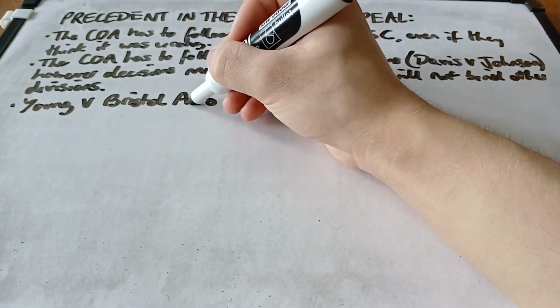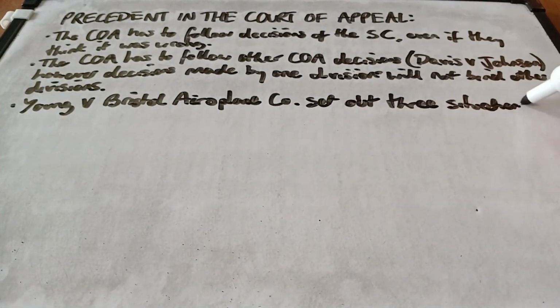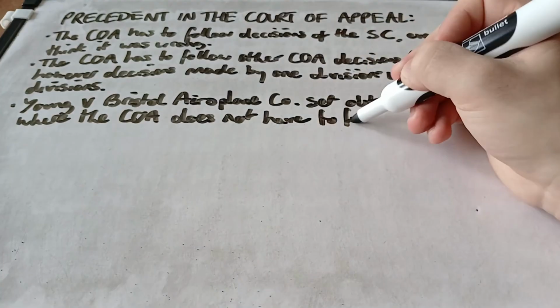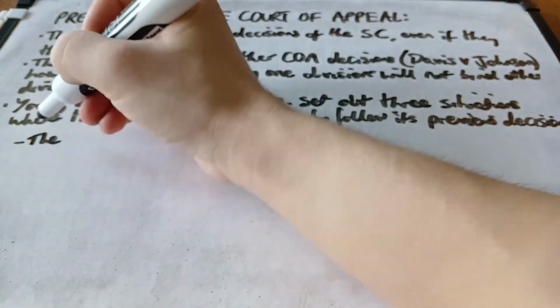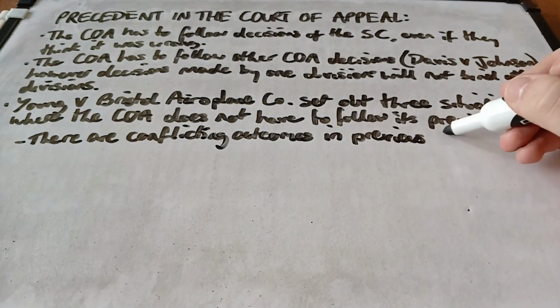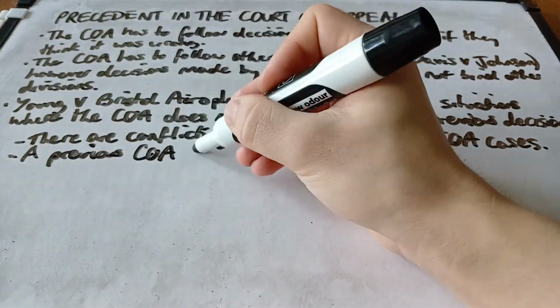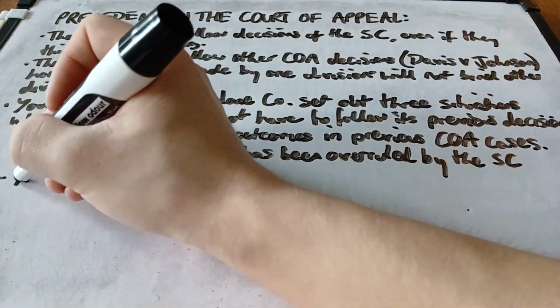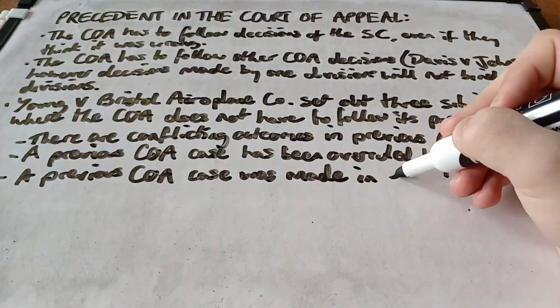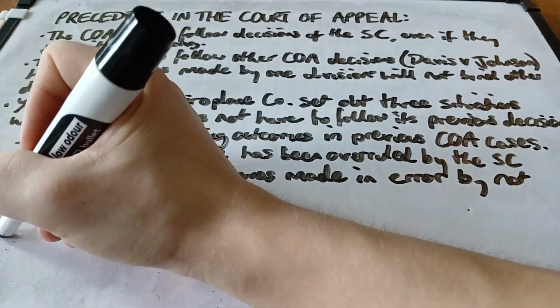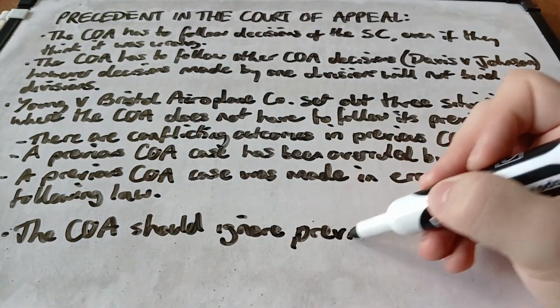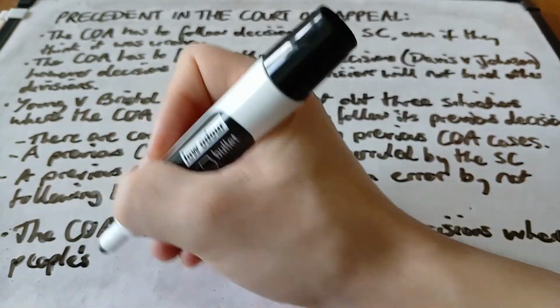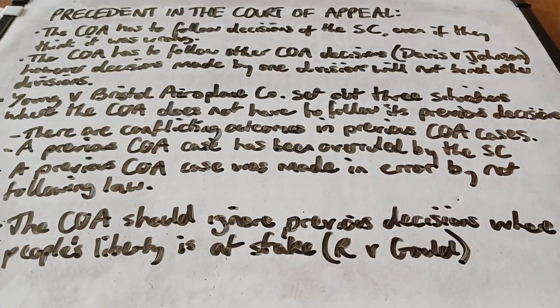Young versus Bristol Aeroplane Company set out 3 situations where the Court of Appeal doesn't have to follow previous decisions. If there are conflicting outcomes in Court of Appeal cases that have come before, where a previous Court of Appeal case has been overruled by the Supreme Court, and where a previous Court of Appeal case was made in error by not following law. The Court of Appeal should ignore previous decisions in criminal cases where people's liberty is at stake, like in R versus Gould.